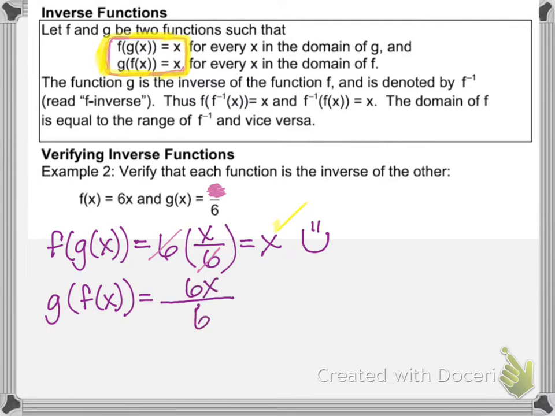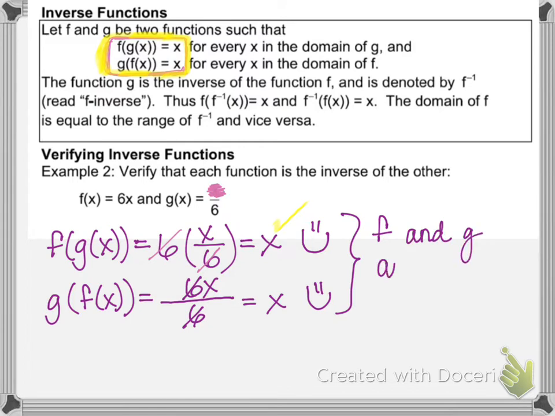And then there was a 6 right underneath it. Okay? And when I do my math, 6 divided by 6 is 1. I get an x. I am happy. So, what does that conclude? F and g are indeed inverses of one another.